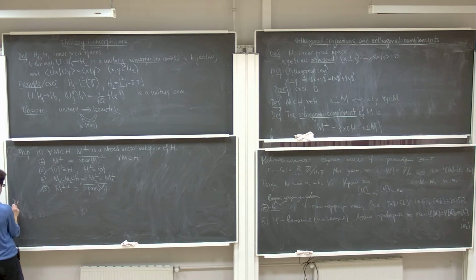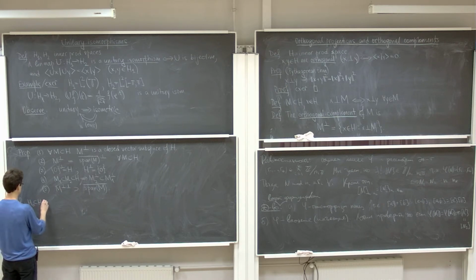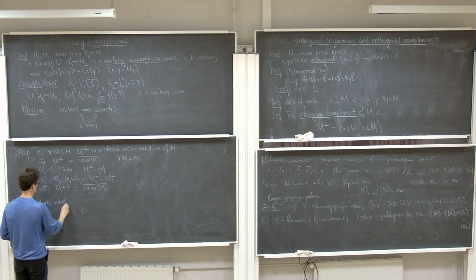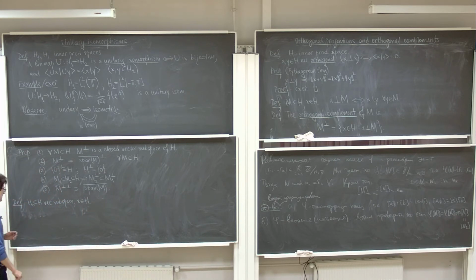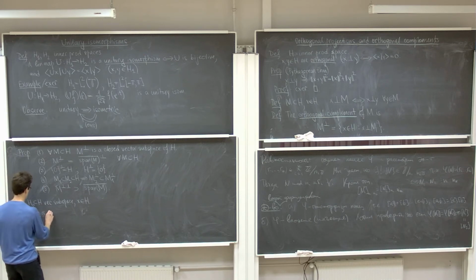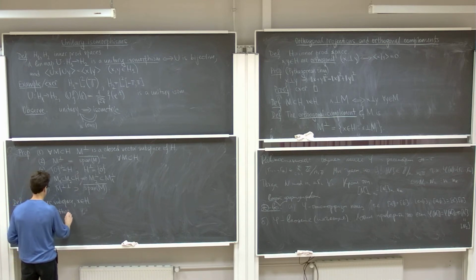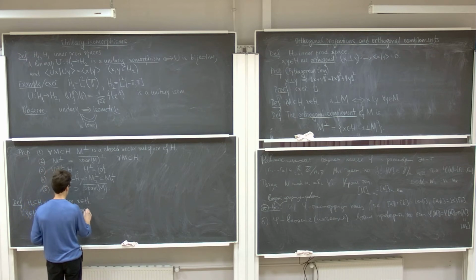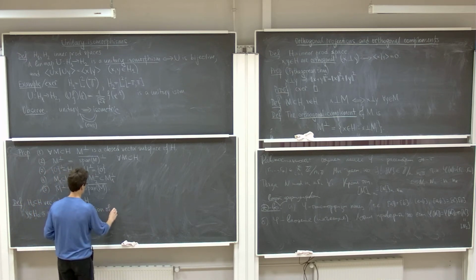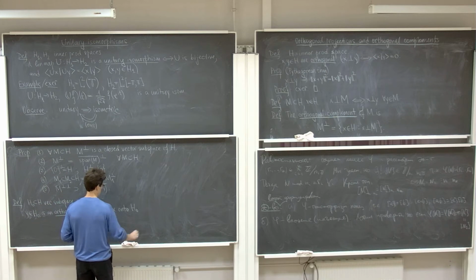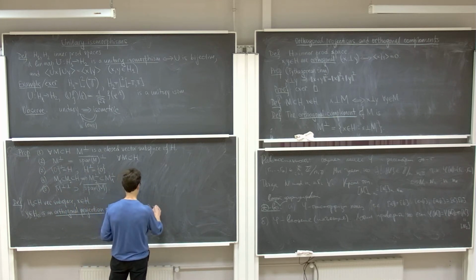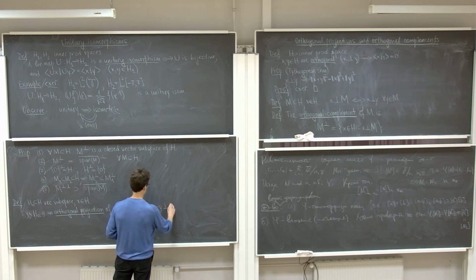So we give one more definition. Suppose that H0 is a vector subspace of H, and suppose that little x is an element in H. Then a vector little y in H0 is called an orthogonal projection of x onto H0 if the following condition holds: x minus y is orthogonal to H0.